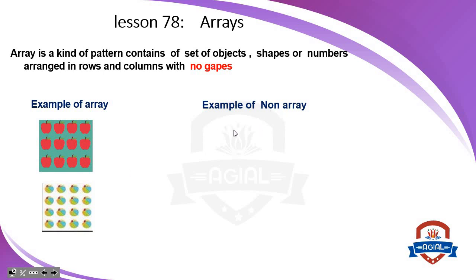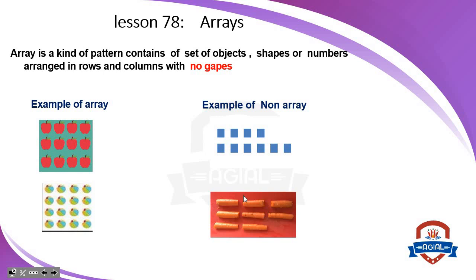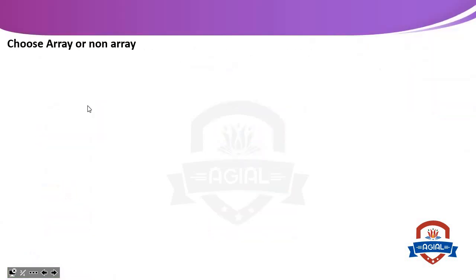Example of a non-array. This is an example of a non-array. Why is this a non-array? Because we have gaps here. We said before an array consists of rows and columns with no gaps. But this consists of rows and columns, but we have gaps here. So this is a non-array. Another example of a non-array. This is the array of carrots, but we have a gap here. So this is a non-array.